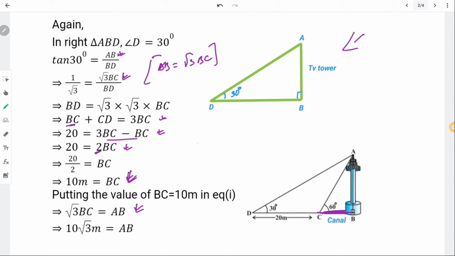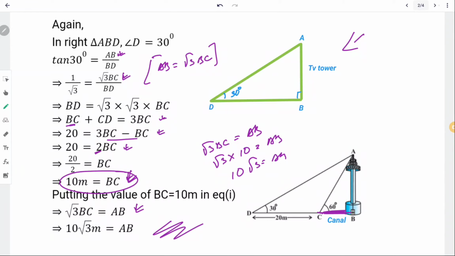Root 3 times BC equals AB, which is the height of the tower, right? So we have root 3 into 10 equals AB. What are we doing here? We're just bringing the 10 in the front and root 3 in the back. That is how we get the height of the tower to be equal to 10 root 3 meters.